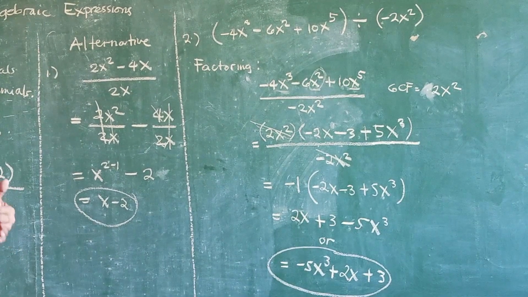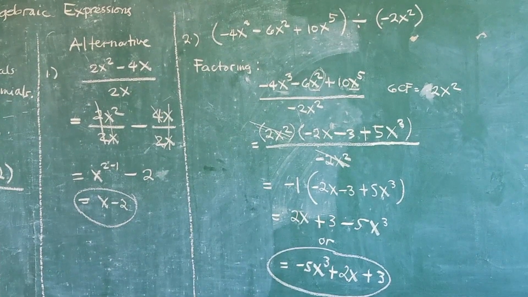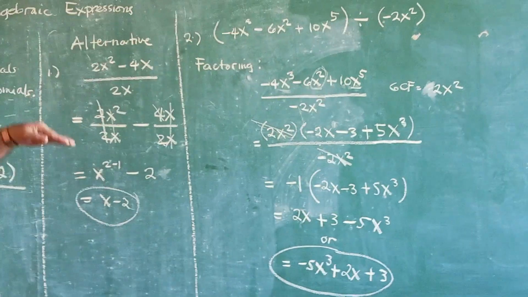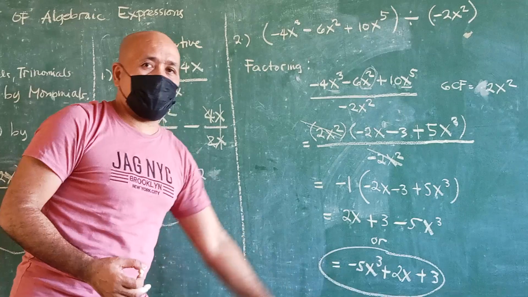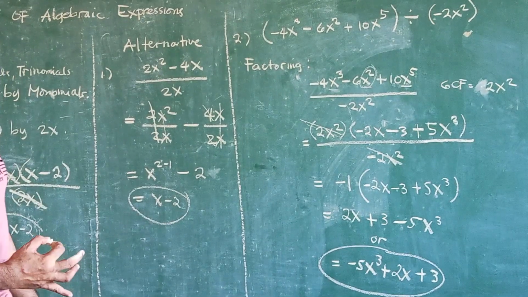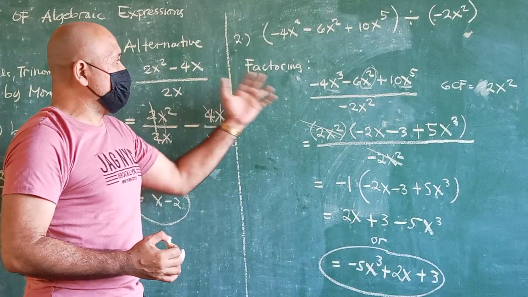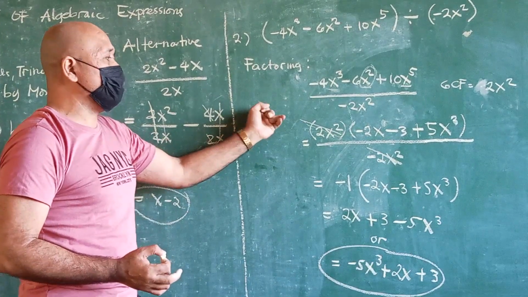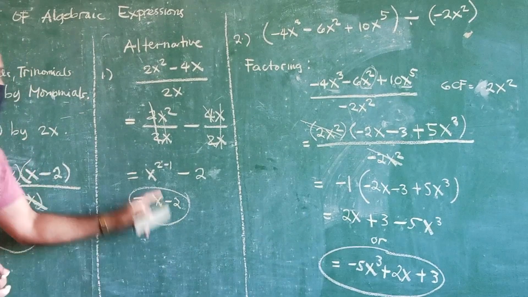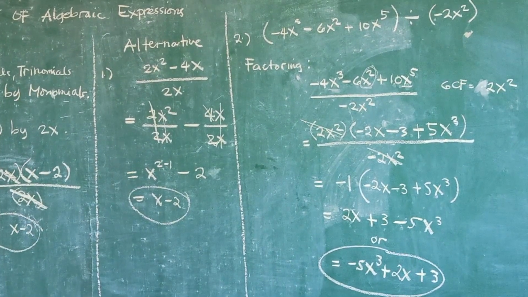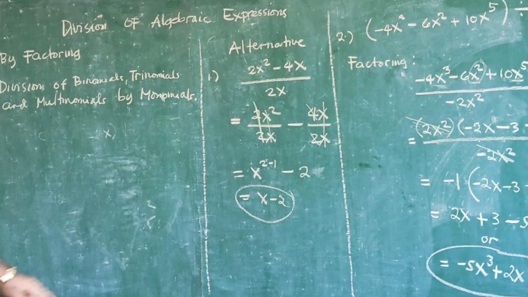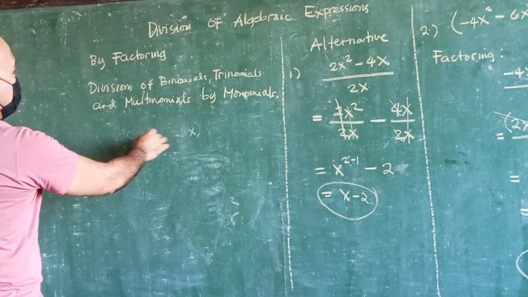Okay, so it is ideal that for the final answer you have to rearrange, you have to rewrite the resulting expression in descending order, that is from highest exponent down to the lowest exponent. And again, if you believe that it is complicated for you to factor out common monomial, you can also apply this one here.